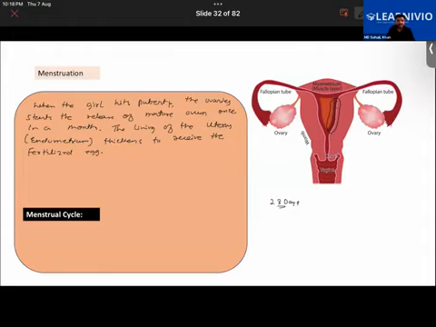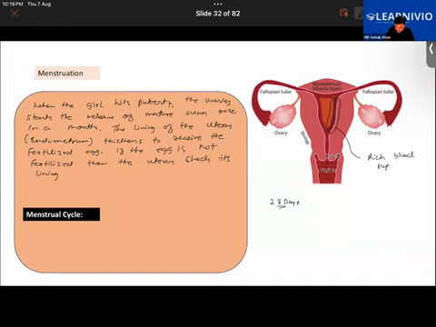But what if the fertilization has not taken place? If the fertilization has not taken place, the egg is going to die, and the uterus will shed its lining. So if the egg is not fertilized, then the uterus sheds its lining. By the way, this lining has a rich blood supply in it.